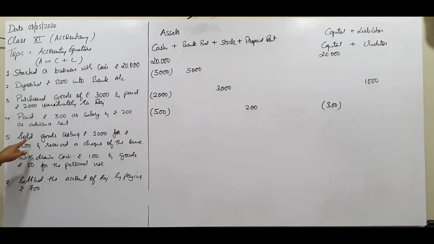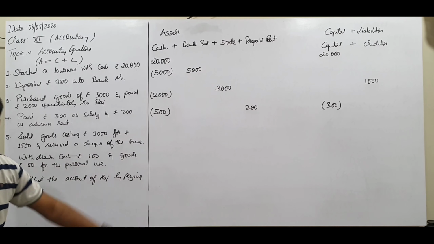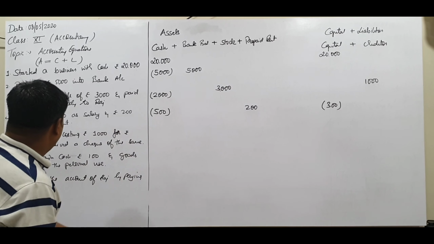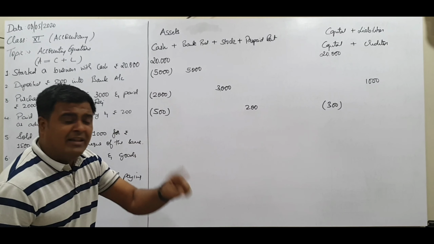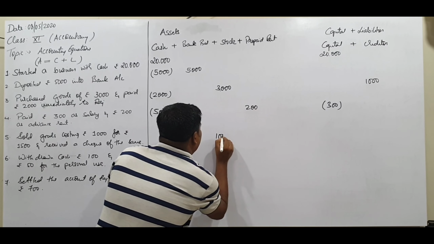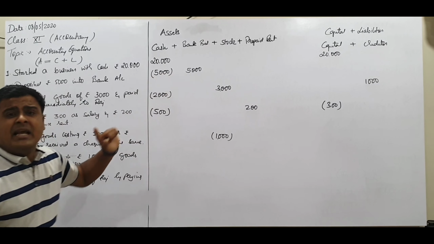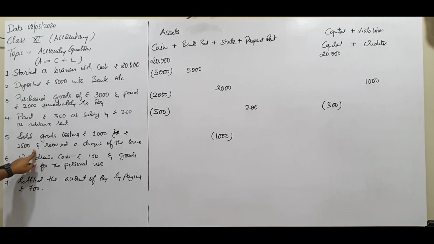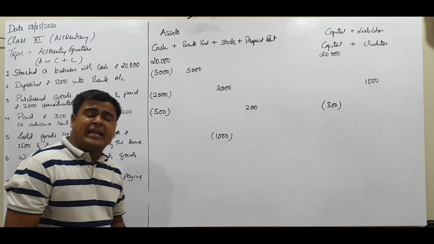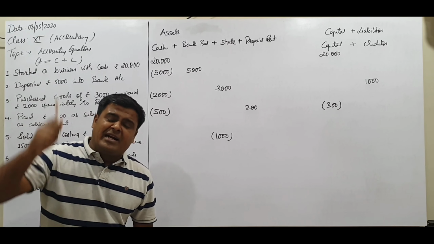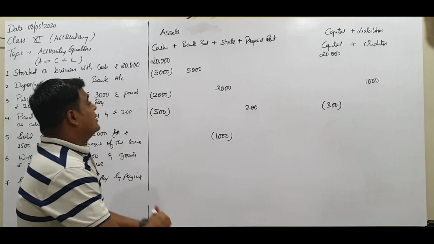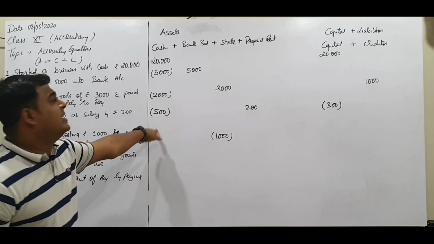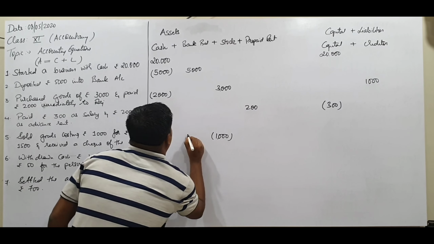Now let us see: sold goods costing rupees 1,000 for rupees 1,500 and received a check of the same. So goods costing rupees 1,000, so our value of goods going from the business is only 1,000 rupees. I will deduct 1,000 from the stock. Now for 1,500 we received a check. When the check is received, you do not get the money, your bank account gets the money. When you deposit the check into the bank, your bank account will increase. So I will be adding not in cash balance but in bank balance, 1,500 rupees.